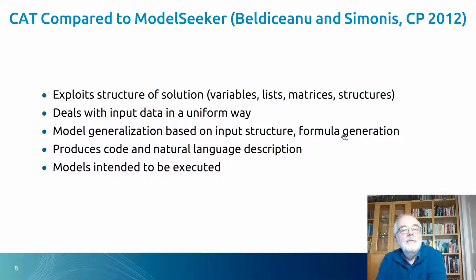It exploits the structure of the input data in a more systematic way, where ModelSeeker would just take a list of variables. CAT can deal with matrices, multiple arguments, and input data, so it's more flexible in that way. It also generalizes to generic models and not only size-specific models as ModelSeeker did. And the important aspect for the generated models is that they're intended to be executable. So we are generating MiniZinc code that can be run, and that we are running to see whether the models produce solutions.